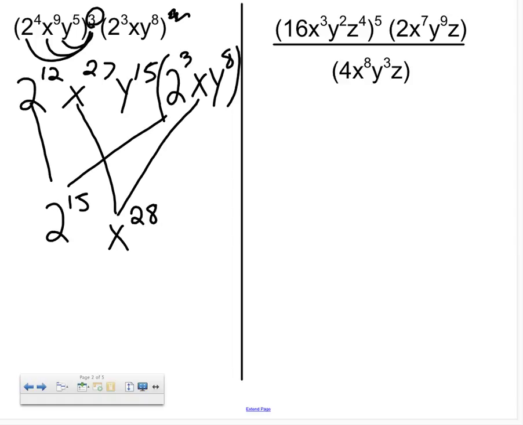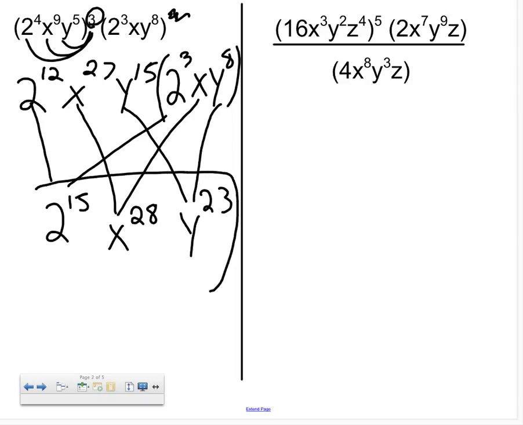And lastly, I have my y. So y to the 15th, y to the 8th. That's going to give me a whopping y to the 23rd, because I'm adding their exponents. And that will be all I need to do. That's my final answer. That is my expression fully simplified as much as I can. I cannot do anything more to it until I know what x and y are. So that's as low as I can go. It's kind of like simplifying a fraction almost.